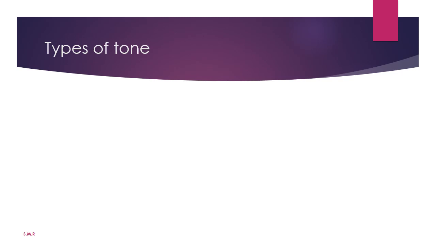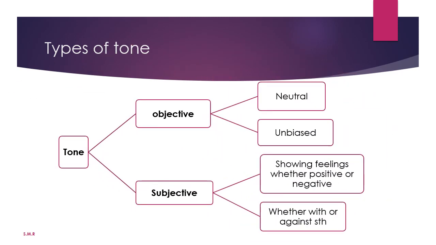What are the types of tones? Mainly, there are two types of tone. Tone number one, when the writer is objective. What do I mean by objective tone? It means the writer is neutral, the writer is unbiased, or showing no emotion or no point of view in his writing. So he is only stating facts as they are. So he's serious, he's neutral.